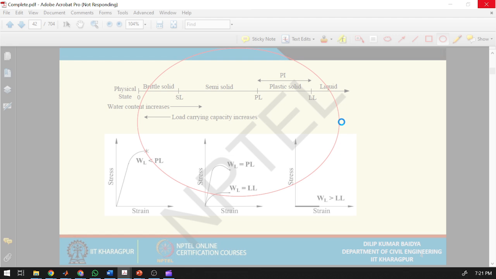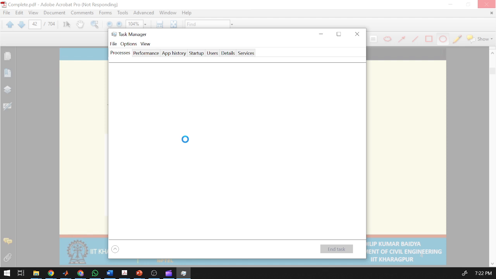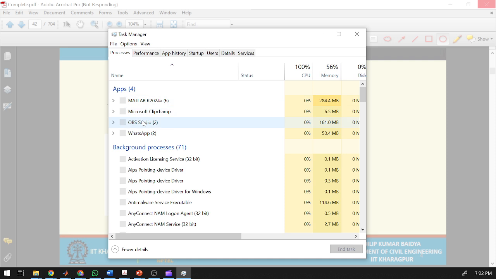But one second, I have to. Actually, if you can see my pointer, it is not even showing.